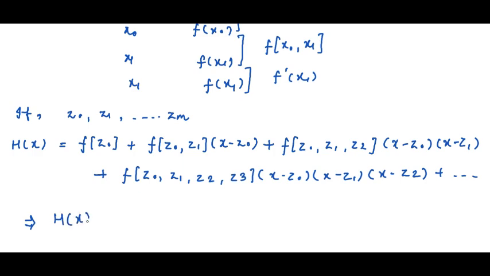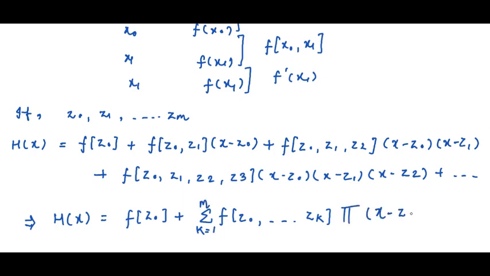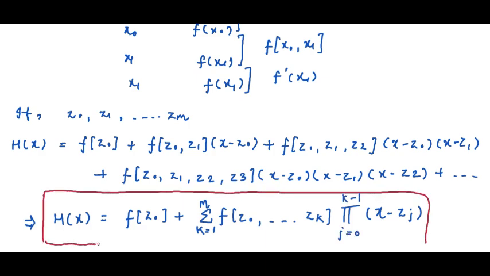And in compact form, we can write it as f at z0 plus the summation of f of z0 up to zk, where k is starting from 1 up to m, times the product of x minus zj, where j is starting from 0 up to k minus 1. And this is the Newton form of the Hermite interpolation polynomial.